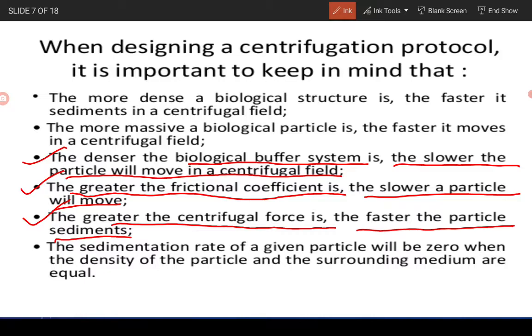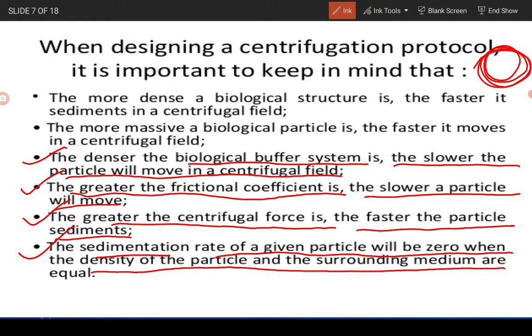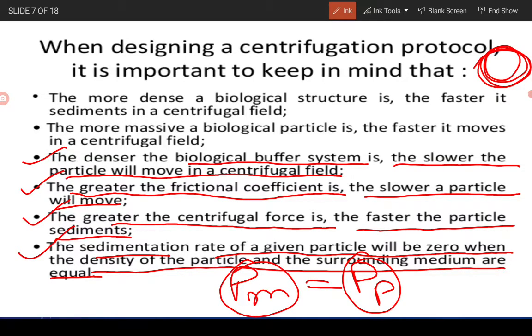So the faster we rotate a particle in a circular motion, the faster it will sediment. That's all it's saying. Now the last point: the sedimentation rate of a given particle will be 0 when the density of the particle and the surrounding medium are equal. I already told about it. If ρm is equal to ρp, that is, the density of the particle and the density of the medium become equal, then the particle will not move at all. V becomes 0. So the particle will not move at all.